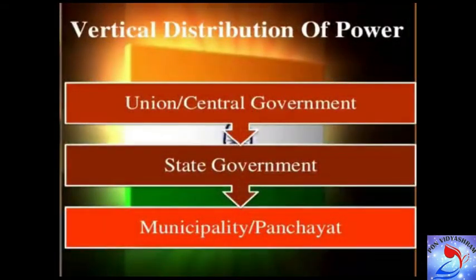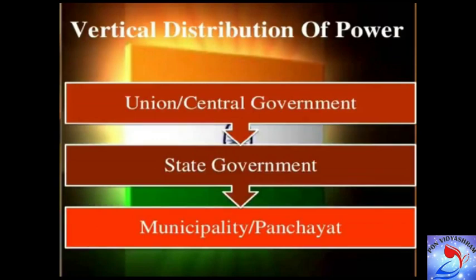Next form of power sharing is the vertical distribution of power. That is, power can be shared among governments at different levels. A general government for the entire country and governments at the provincial or regional level. Such a general government for the entire country is usually called federal government. In India, we refer to it as the central or union government. The governments at the provincial or regional level are called by different names in different countries. In India, we call them state governments.